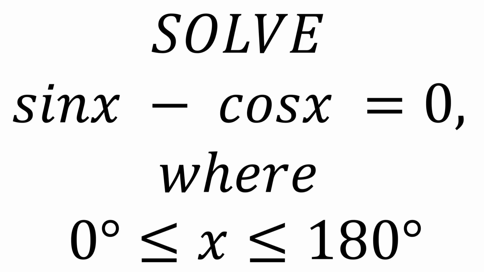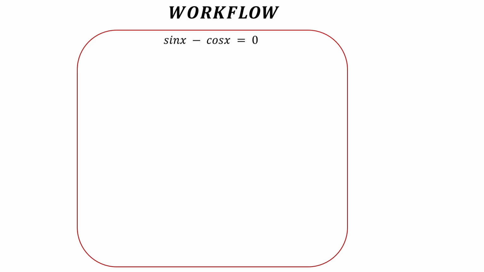In this video, we'll be learning how to go about this question. So it's very straightforward. We have this equation, which is sine of x minus cosine of x equals 0. Due to the nature of this question, we can send the cosine of x to the other side to give us sine of x equals cosine of x.